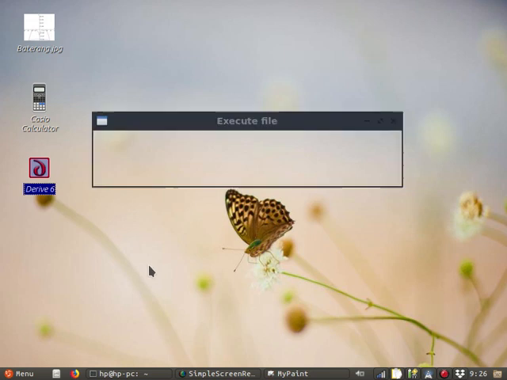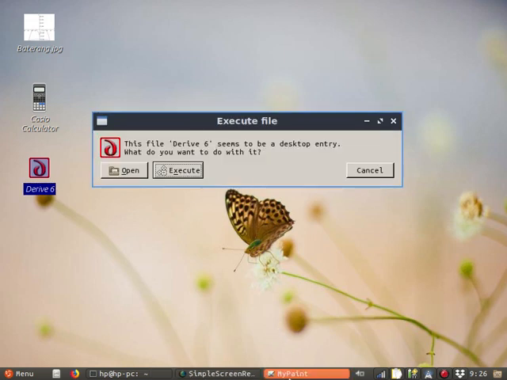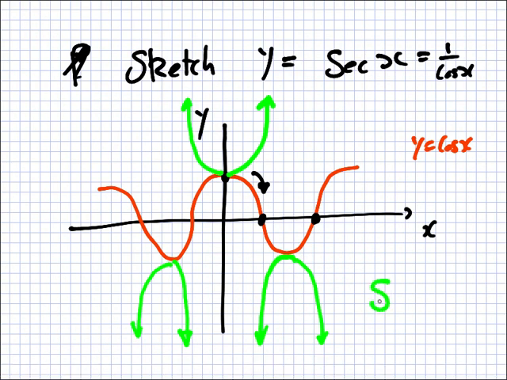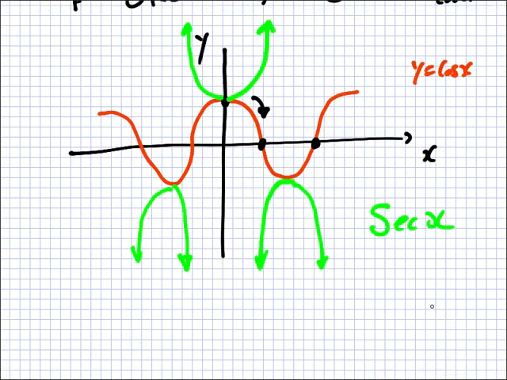But you get the idea? So the green is sec x. You get the idea? But I think I need a new graph. You should do it on a new graph, yeah. Okay, I'll show you the graph nicely in a moment.